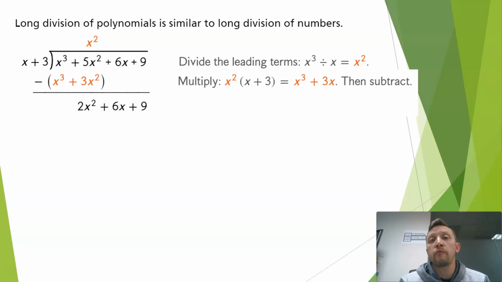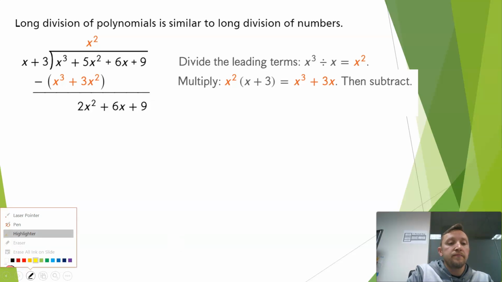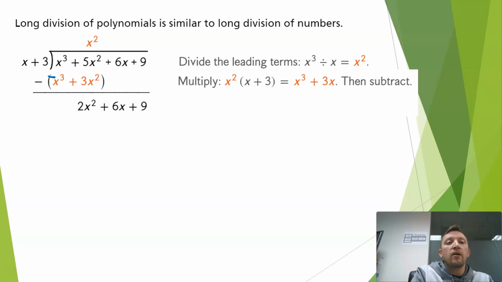Now remember what we did when we were dividing 17 into 229. After multiplying 1 times 17 and getting 17, we subtracted as the next step. So we're going to do the same thing here. We're going to subtract everything: x cubed and 3x squared. What I like to do is write down minus x cubed and then minus 3x squared. So I like to distribute the minus through.